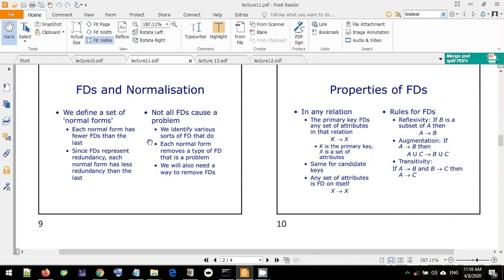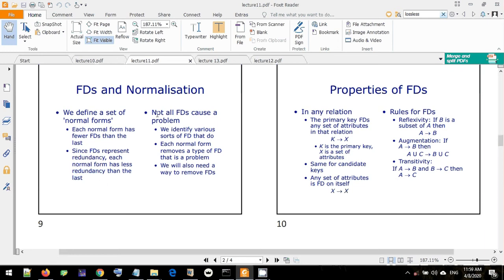Functional dependencies and normalization. Now we define a set of normal forms. First, we can say each normal form has fewer functional dependencies than the last one, and since functional dependencies represent redundancy, we can equally say that each normal form will have less redundancy than the last form.